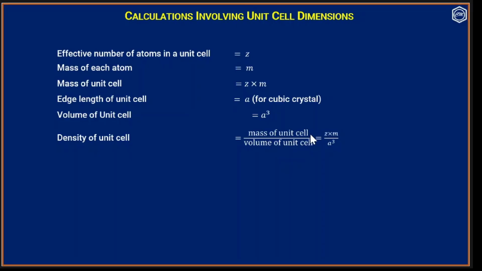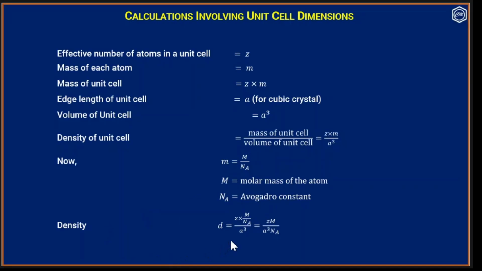Density of the unit cell is mass of the unit cell by volume of the unit cell. That is Z into m by A cube. Now m is equal to molar mass by Avogadro constant. Na is the Avogadro constant. Therefore density is equal to Z into M by Na by A cube, that is ZM by A cube Na. So density is equal to ZM by A cube Na, where Z is the effective number of atoms in the unit cell, M is the molar mass of the crystal, Na is the Avogadro constant. And from this we get the value of A as cube root of ZM by Na into D, where D is the density.